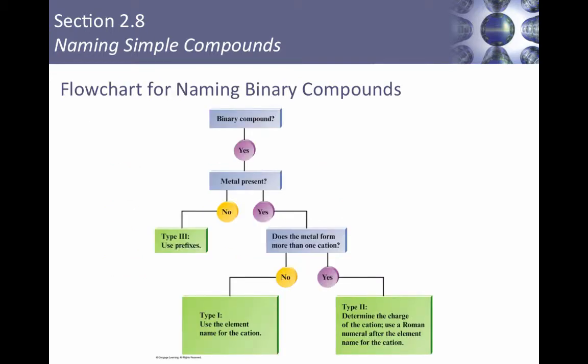Okay, so this is just a little flow chart for trying to remember how you're going to name binary compounds. So you can take a look at this later. Just remember that the main issue with naming a binary compound is this: is there a metal present? If there's a metal present, then it's ionic, and you use the ionic naming system. If there's no metal present, then you're going to use our prefixes and use a covalent based naming system.